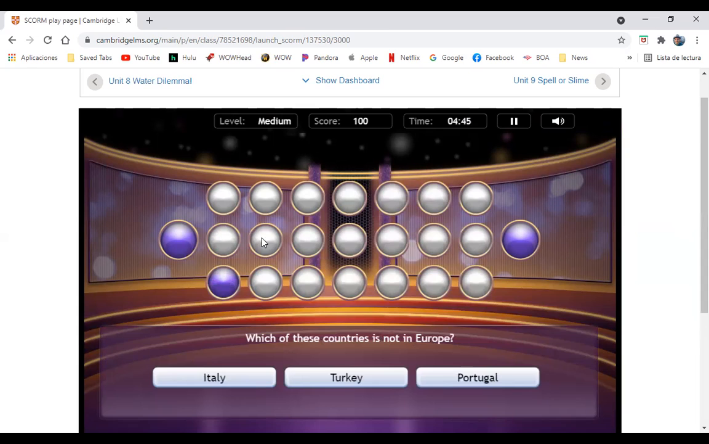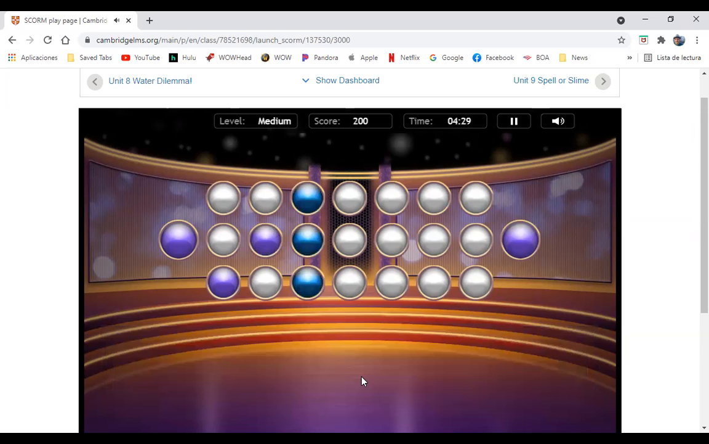Which of these countries is not in Europe? No, Turkey. Turkey? Well, Turkey is in Europe and Asia, but let's try Turkey. Yes, because Turkey shares part of the country. Half is? Yes.